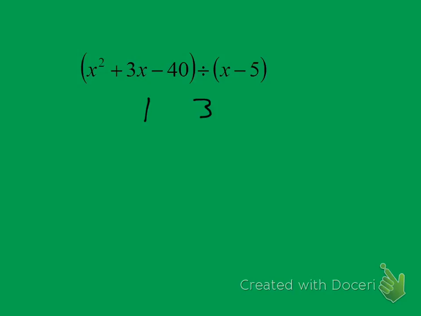Then 3. Then negative 40. Since this is negative 5, what goes here? Positive 5. So usually the opposite. Opposite. Always the opposite. Yep. Bring the 1 down. Then what do you do?